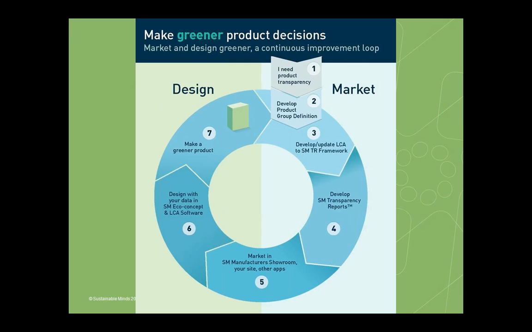And so what we're going to talk you through today is the inception of an organization that needs product transparency and why, and the process that they'll go through in our program that ultimately gets them to making greener products and repeating the cycle, updating their LCA, updating their report, and so that we get to continuous improvement.